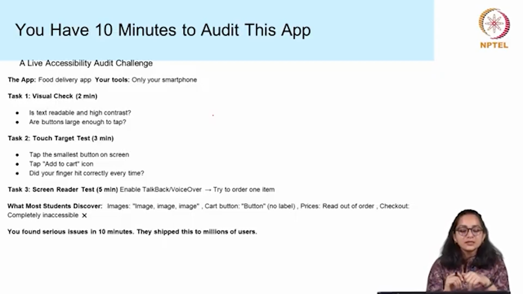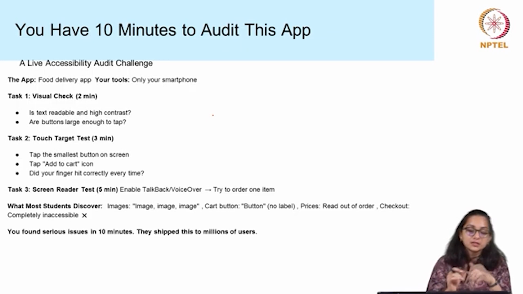So task 1 is a visual check. Let us take 2 minutes to first do a visual check. You can check whether the text is readable, whether it is high contrast or not, and whether the buttons are large enough to tap. Maybe you can pause the video right here and return after 2 minutes.